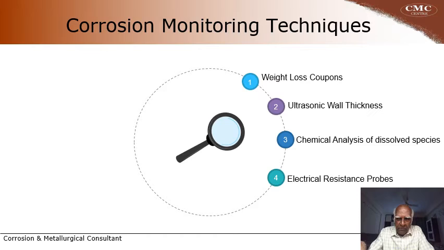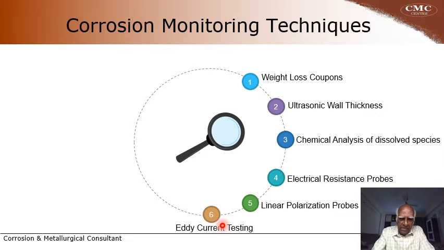Electrical resistance probes: corrosion is dependent on the area of cross section, and electrical resistance changes with area of cross section. So by measuring electrical resistance, we can determine the corrosion rate. Linear polarization is a slightly involved process. Using electrochemical principles, we slightly disturb the system and extrapolate to the equilibrium condition.